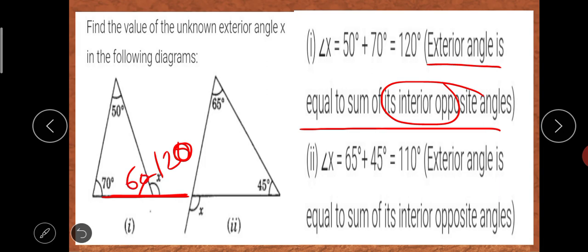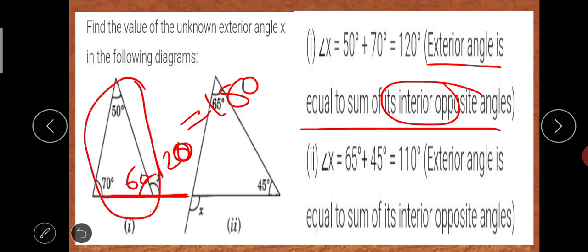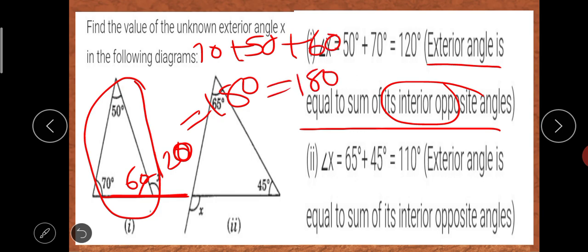Okay, what do we find here? 60 plus 120, again it will be 180. And if you look at just the interior angles, we will find that 70 plus 50 plus 60, again equals 180. Okay, this property we are going to study further.